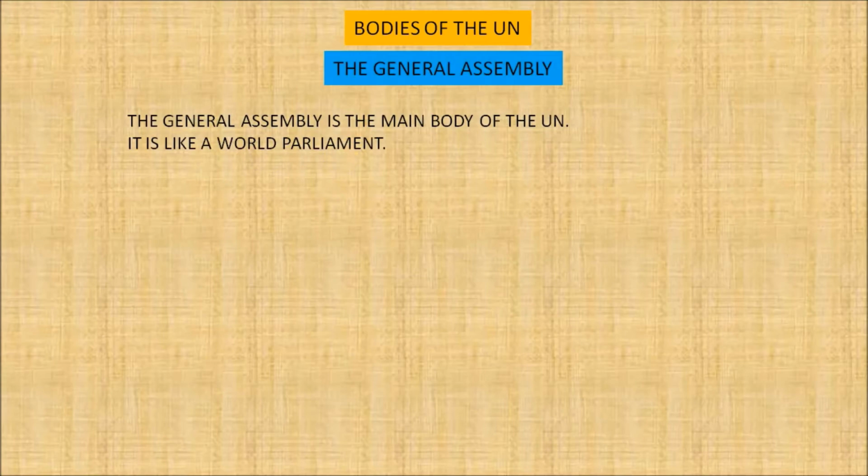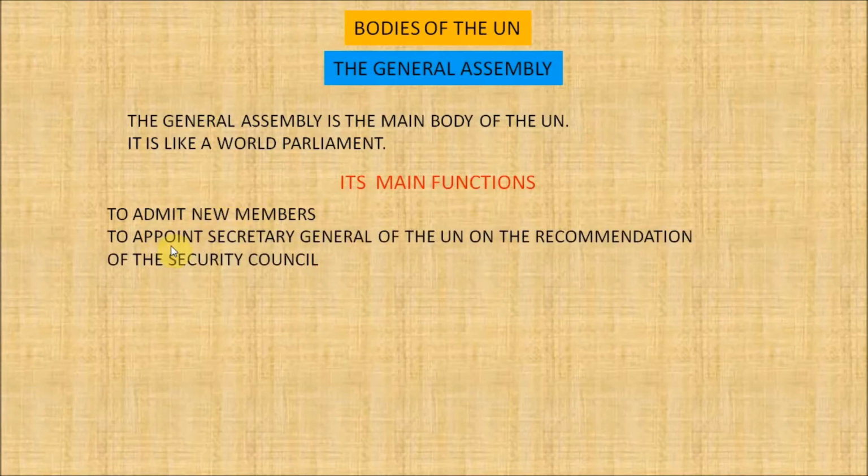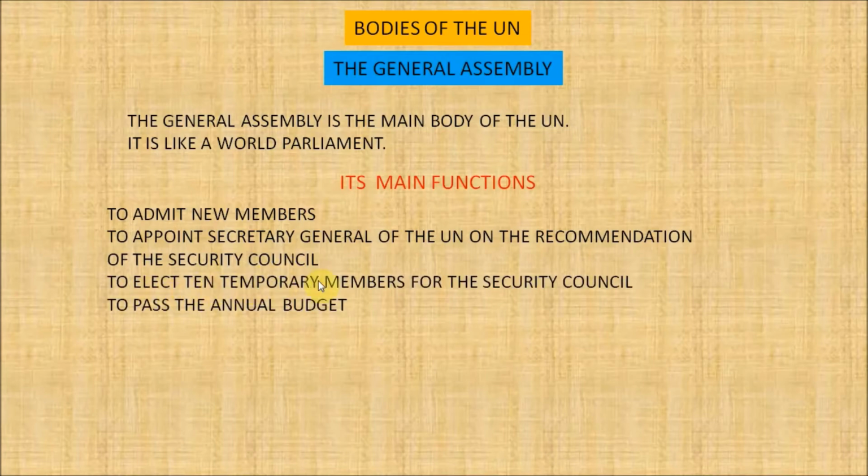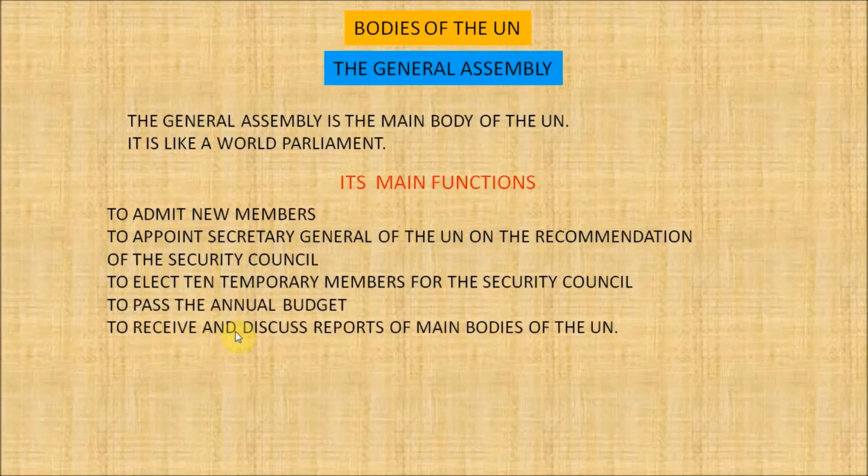Each member nation has one vote in the General Assembly, and its main functions are to admit new members, to appoint the Secretary General of the United Nations on the recommendation of the Security Council, to elect 10 temporary members for the Security Council, to pass the annual budget, and to receive and discuss reports of main bodies of the United Nations.